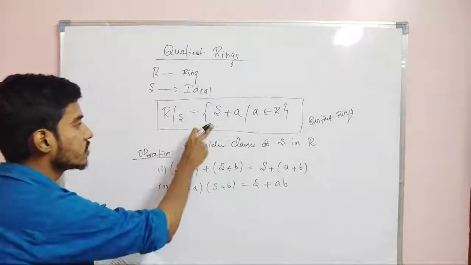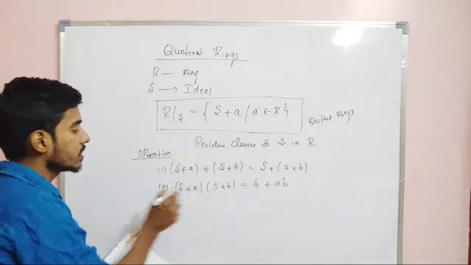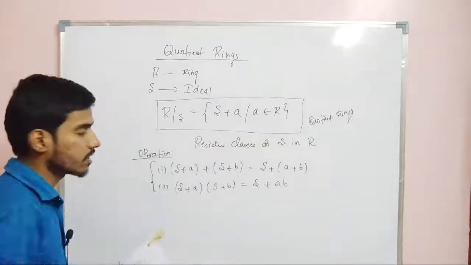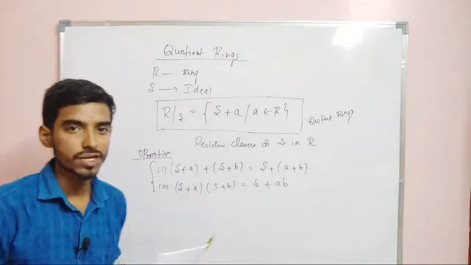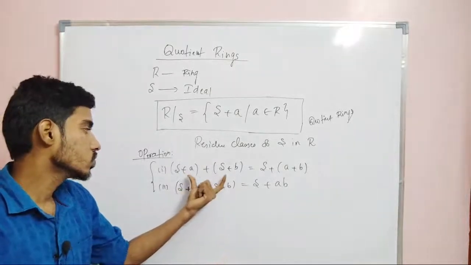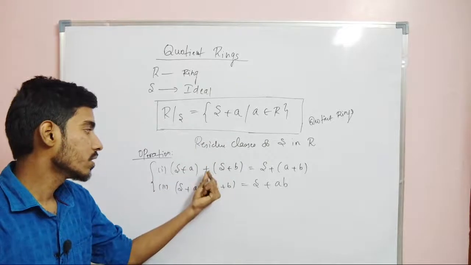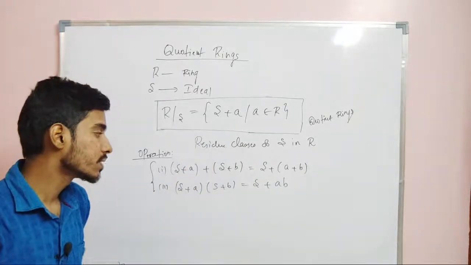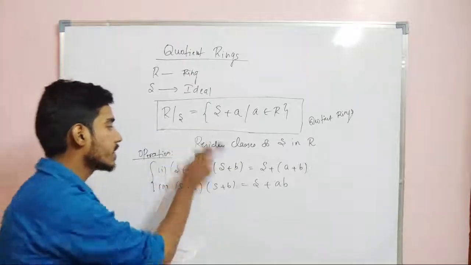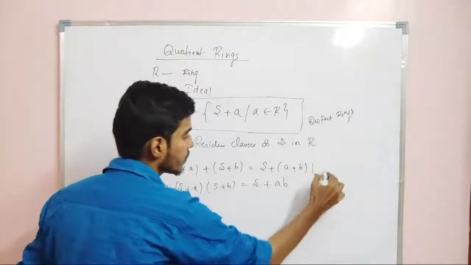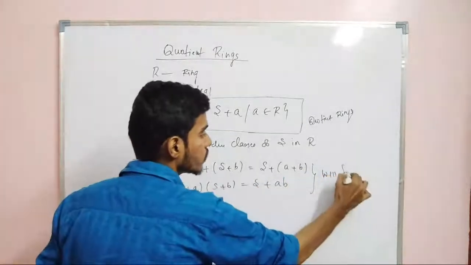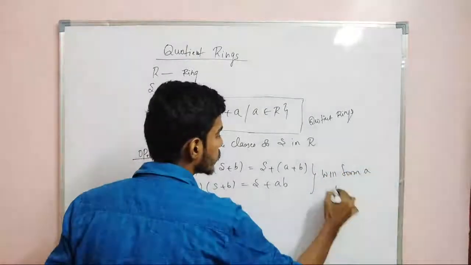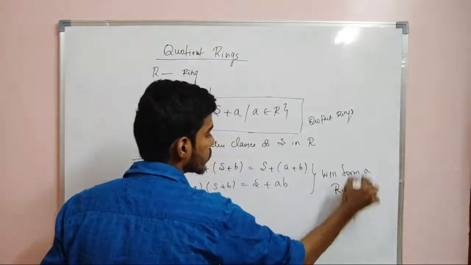So this set will be a ring under these two operations. That is the binary operation we are defining. If you are adding two elements, you need to add like this, and if you are multiplying two elements in the set, you need to multiply like this. So this set under these two operations will form a ring.